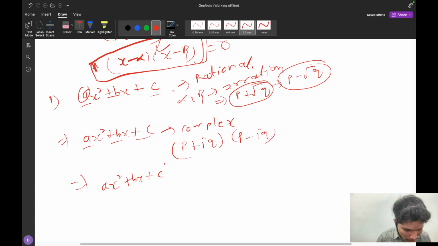The third case, you can say... One second, guys. These two are the first cases, and the third case will be, you can think of.